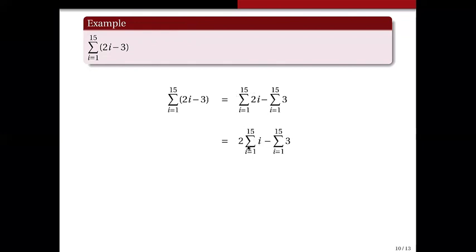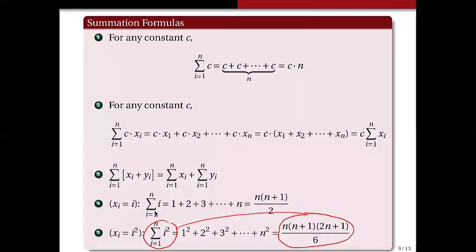That's why we have this line. So this guy here becomes 2 times the sum of i from 1 up to 15. And of course, this guy we just copied. So notice here, you have i from 1 up to 15. And in these formulas here, you have i equals 1 up to n.